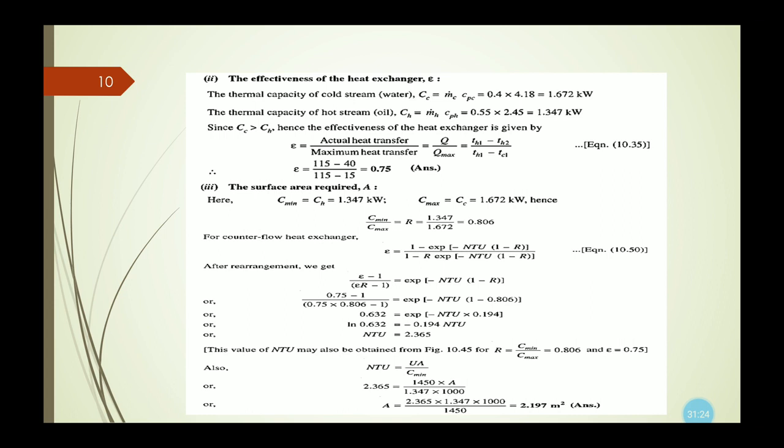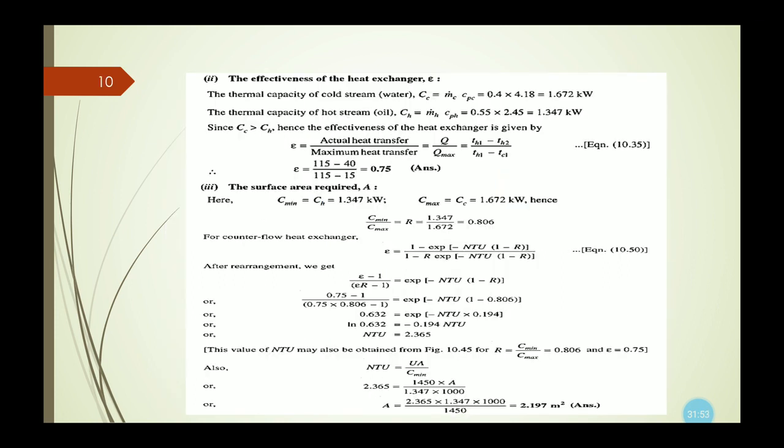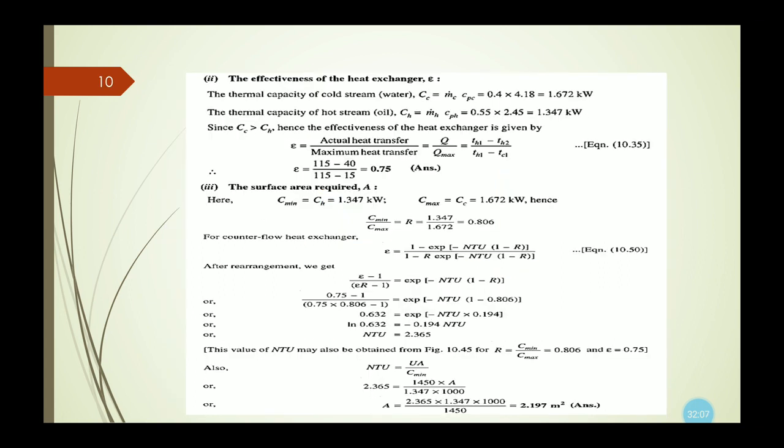Now the thermal capacity of the hot fluid, that is the oil, can be calculated in a similar manner using the heat capacity rate, that is m dot h multiplied by Cph. The m dot h, that is the mass flow rate of the hot oil, is given here as 0.55 kg per second, and the specific heat of the hot fluid, that is the oil, we can see in the first line of this numerical question, is 2.45. Now using these values we can calculate the thermal capacity of the hot fluid, that is the oil. This is coming as 1.347 kilowatt.